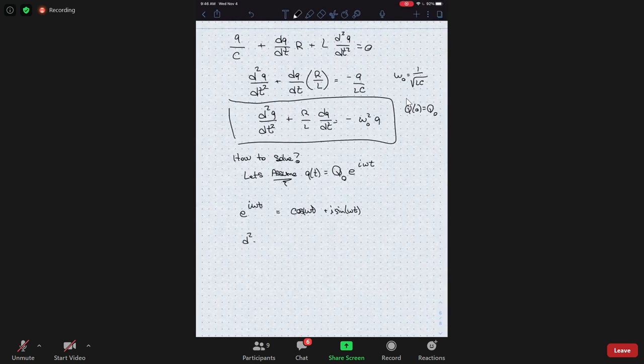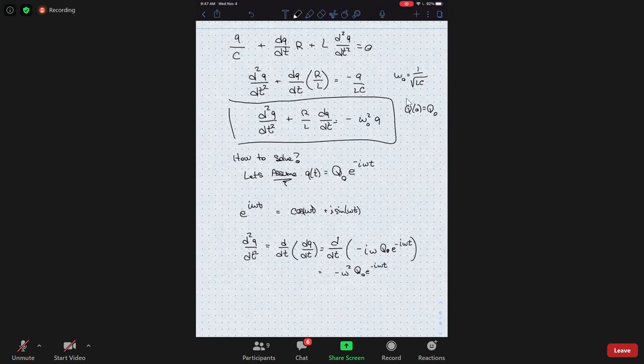Well, d squared q over dt squared is just equal to minus, so I'll do one at a time to show you. So this is d over dt of dq over dt, which is equal to d over dt of minus i omega q naught e to the minus i omega t. And this is equal to minus omega squared, because we bring down another power of i omega, q naught e to the minus i omega t.